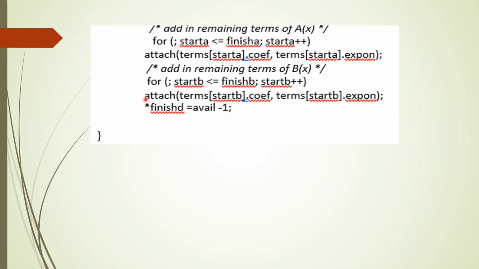After that, you have reached the end of the resultant polynomial. Therefore, you have to make finish D point to next available location minus 1. That is, finish D must be pointing to the last position of the resultant polynomial. So avail is always pointing to the next available location. One less than the next available location means the ending of the resultant polynomial.